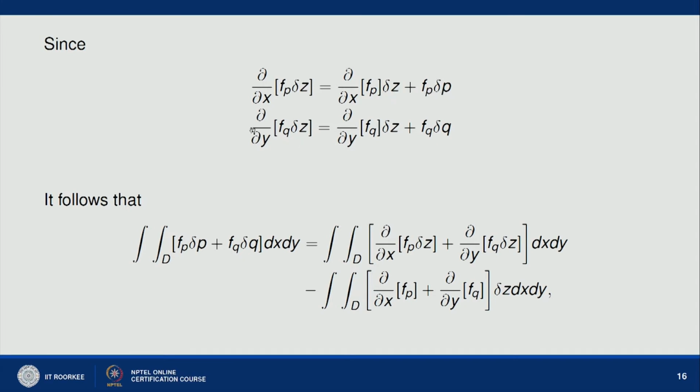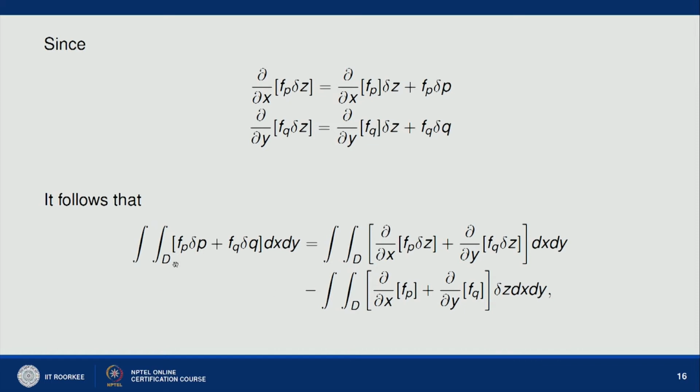Similarly you can define del by del y of (fq delta z), which is given by this. What we want is the integral of fp delta p plus fq delta q. So you can say that the value of fp delta p plus fq delta q is equal to this summation minus this summation. So the double integral of fp delta p plus fq delta q dx dy is given as the double integral of del by del x of (fp delta z) plus del by del y of (fq delta z), minus the double integral of (del by del x of fp plus del by del y of fq) delta z dx dy.